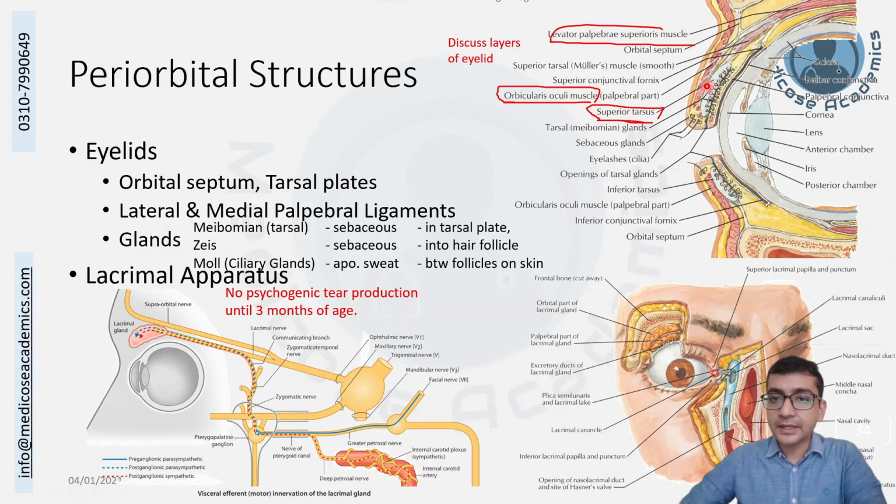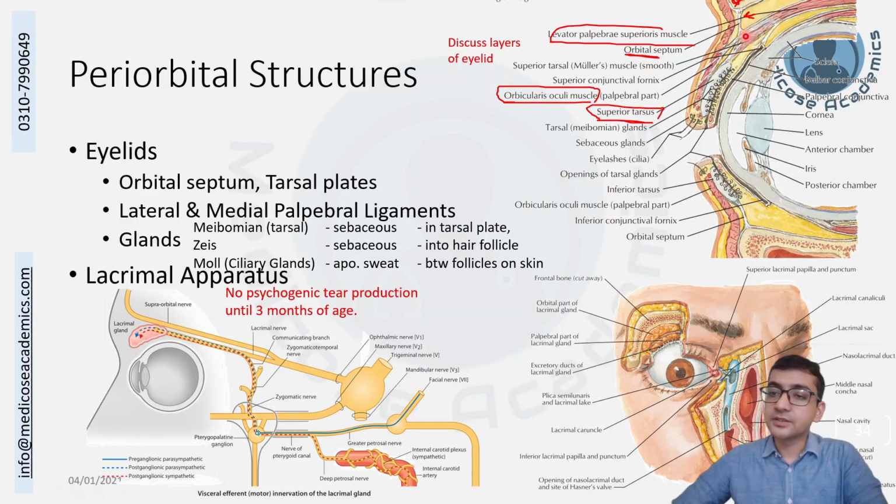So tarsal plate is basically thickened lower portion of the orbital septum shown here, that is attached to the orbital margins, and it comes all the way down to the tip of the eyelids. So this is about the tarsal plates. The muscles insertion, the orbicularis oculi and levator are anterior to it.